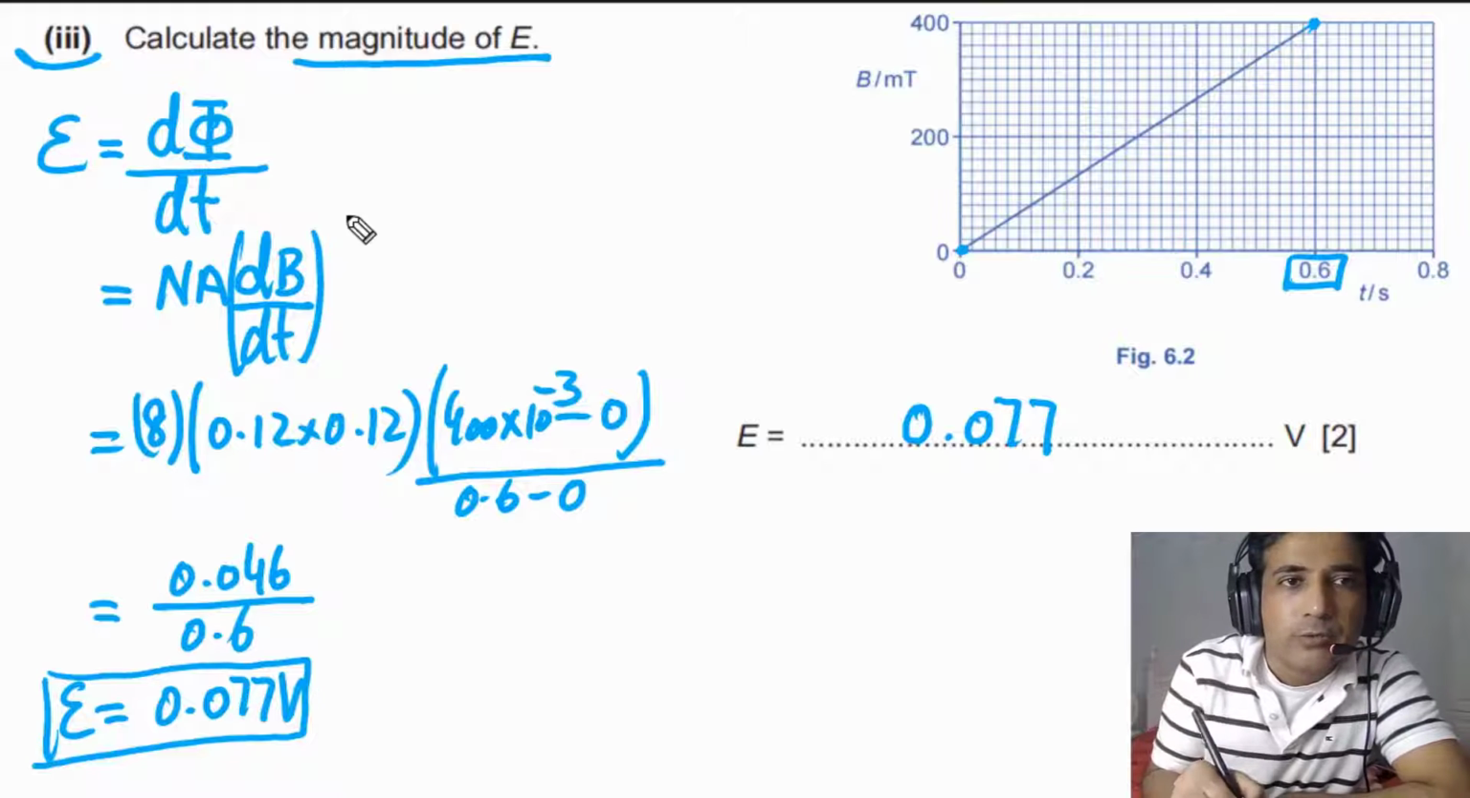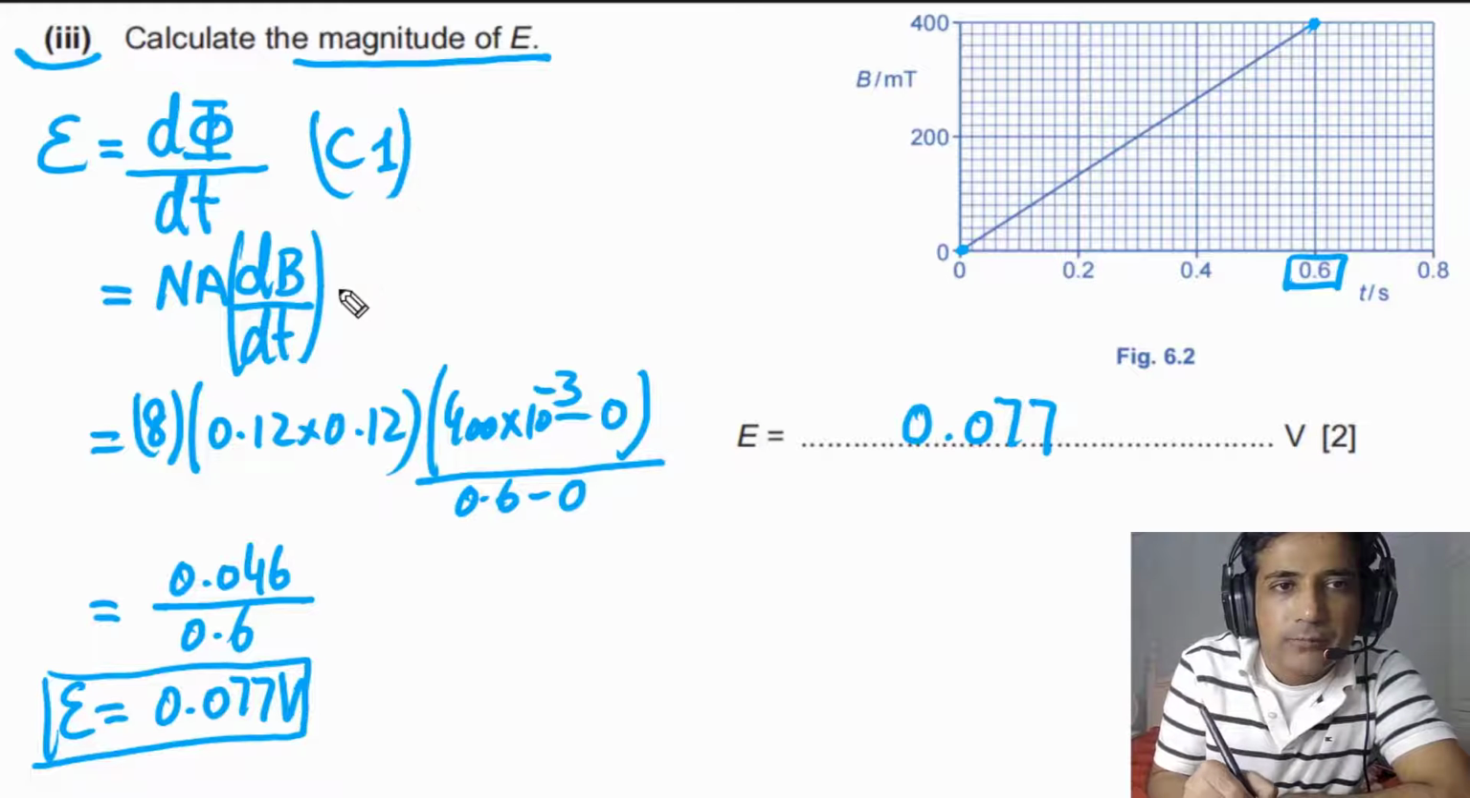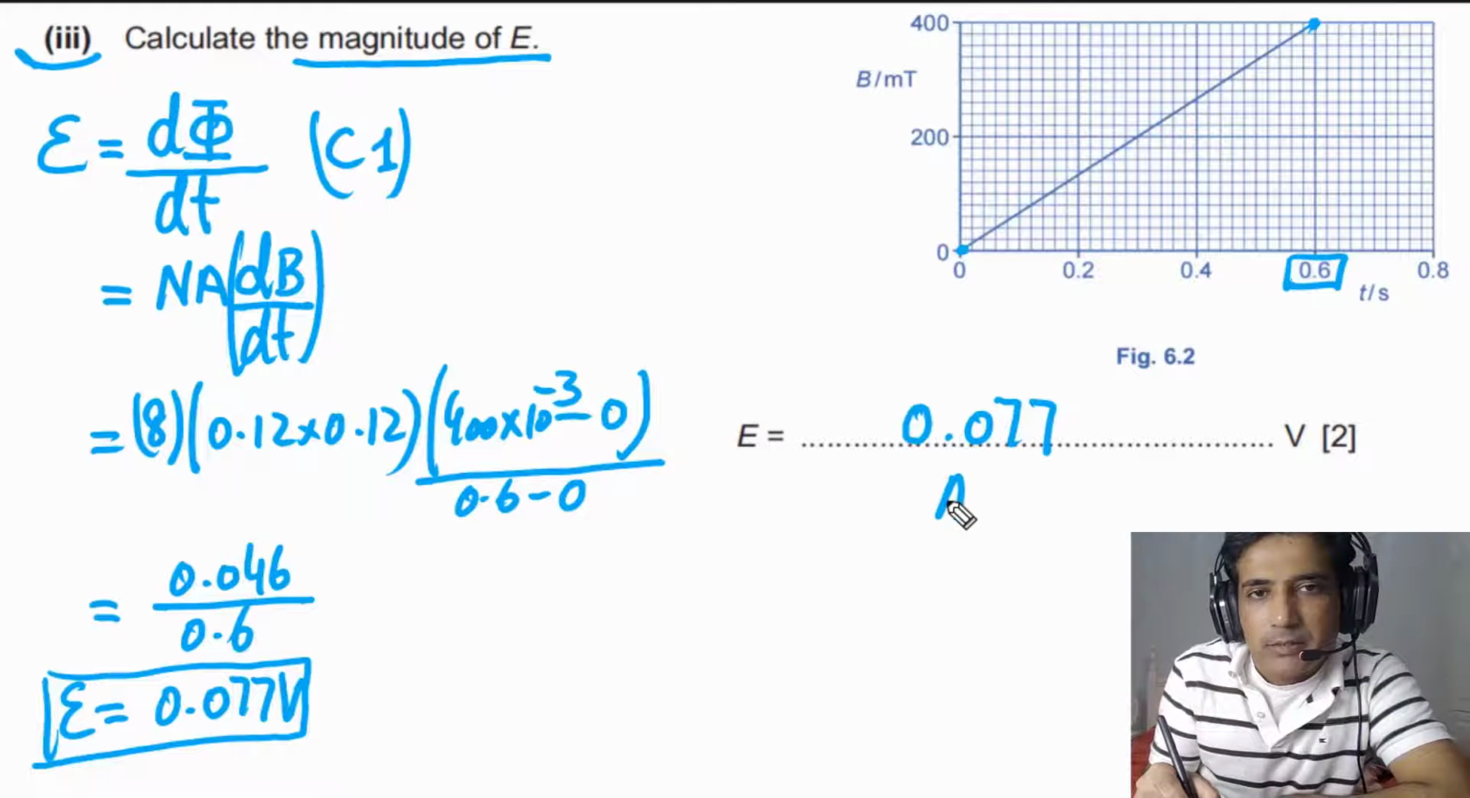This question has 2 marks. The first mark you will get if you have written induced EMF is equal to the rate of change of magnetic flux linkage. And the second mark is the answer mark. If you have got the right answer, you will get 2 marks.